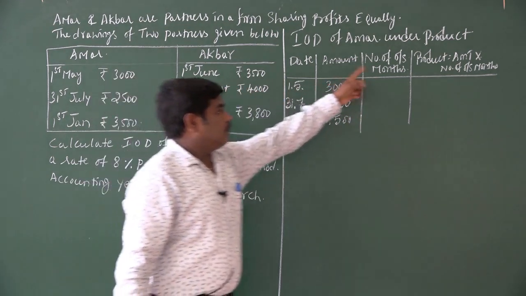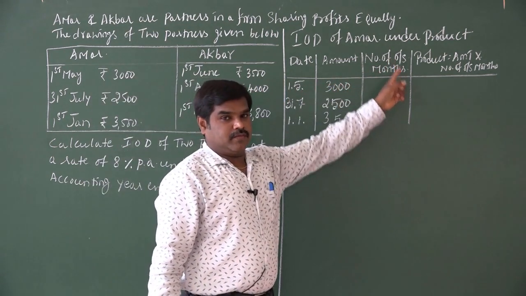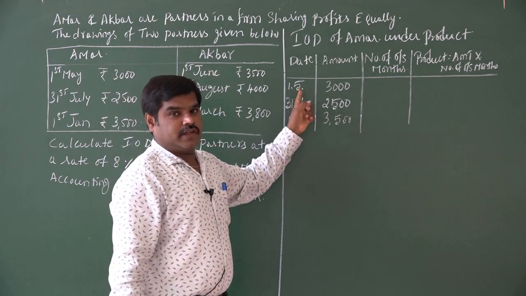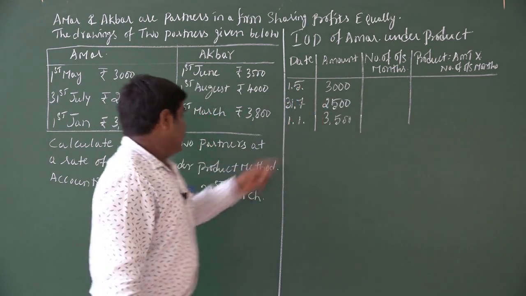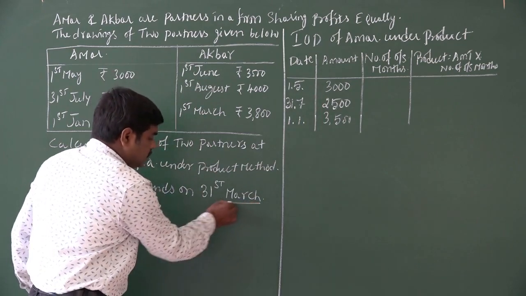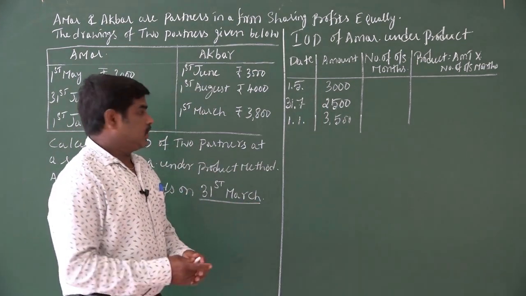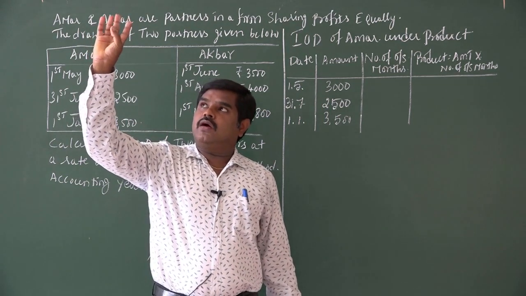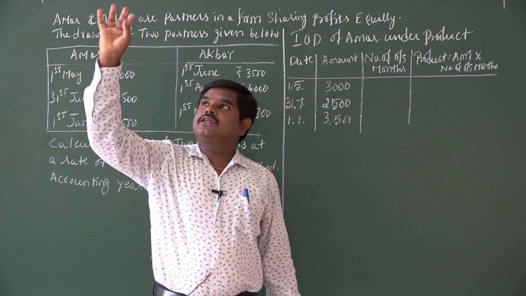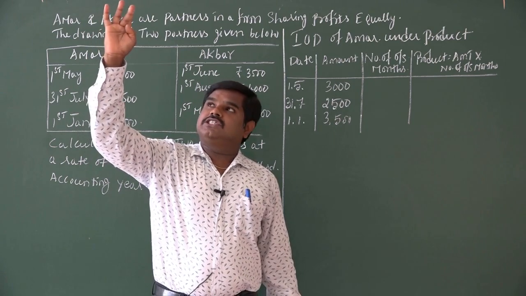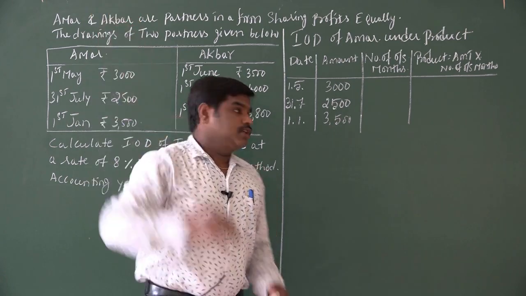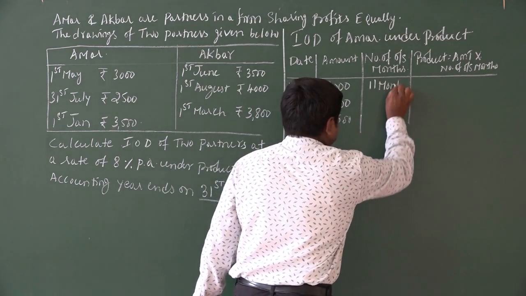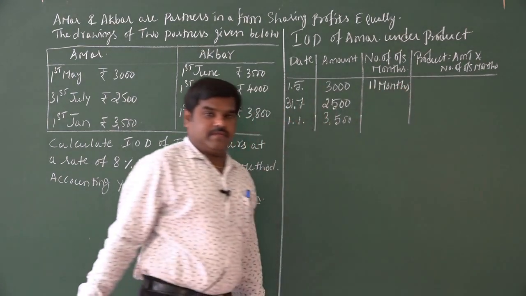Now come to the number of outstanding months. The first date of drawing is 1st of May. Of course, the accounting year ends on 31st March. So calculate from May, June, July, August, September, October, November, December, January, February, March. You get 11 months. Outstanding period will be 11 months.